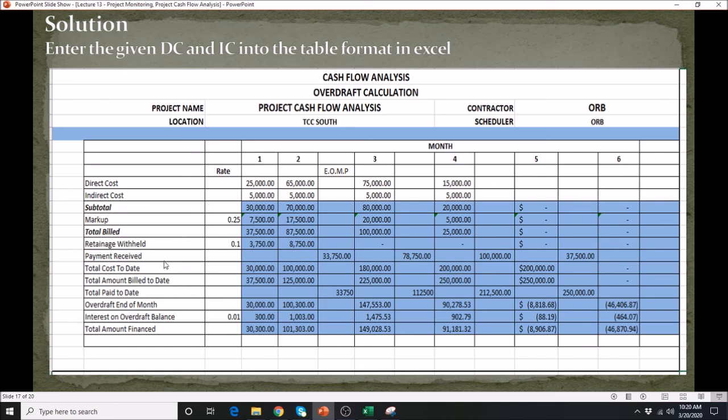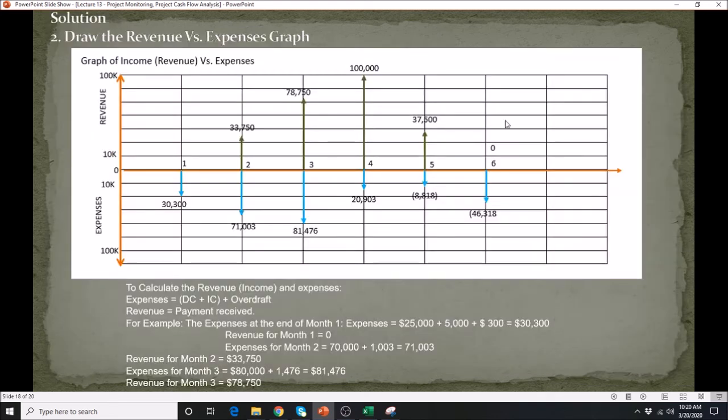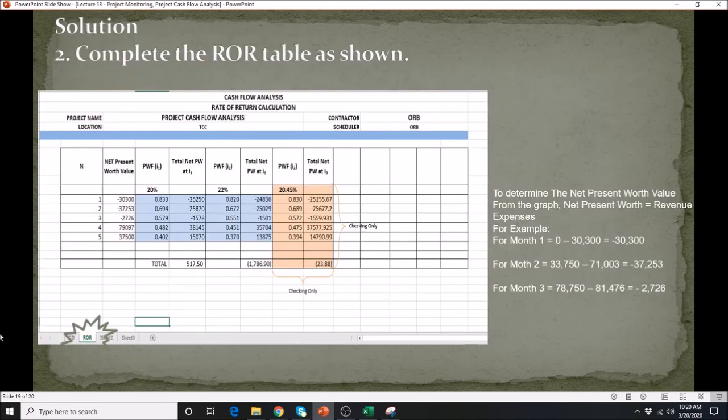So we have the payment received 37,500, and that is the value that you're getting here. Once we get into the next table, the same table that we're using for the overdraft, you just need to shift that to the next tab at the bottom. From your overdraft calculation, you shift that into your ROR tab and plug in the values.